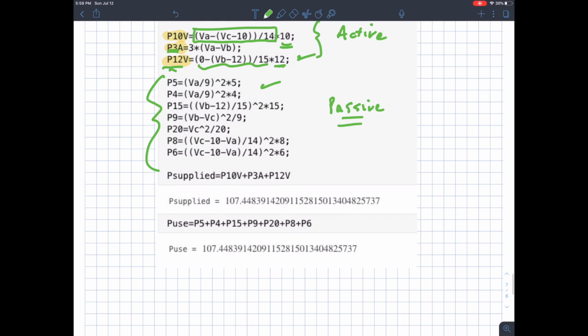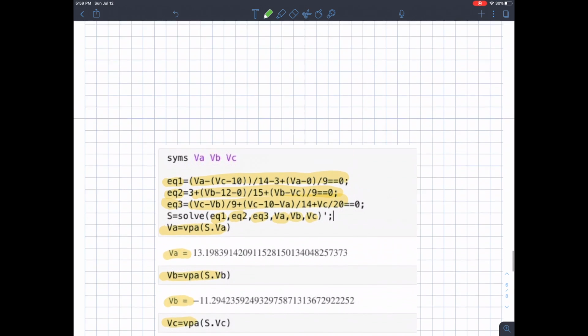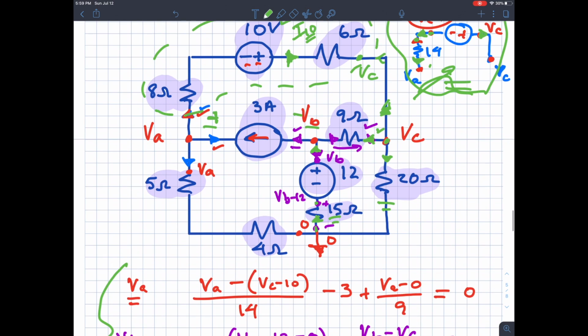Okay, so from there, the way I can check my work is I add up all the power supplied using the active sign convention and compare that to the power used. And we see here that these match up, which makes us feel pretty good about our answers. Okay, so that's how you do that, and hopefully this example helps you learn how we apply node voltage techniques to analyze circuits that are reasonably complex, right? This was a 3-loop circuit with lots of elements connected, and we can systematically write the equations and solve them to analyze this circuit.